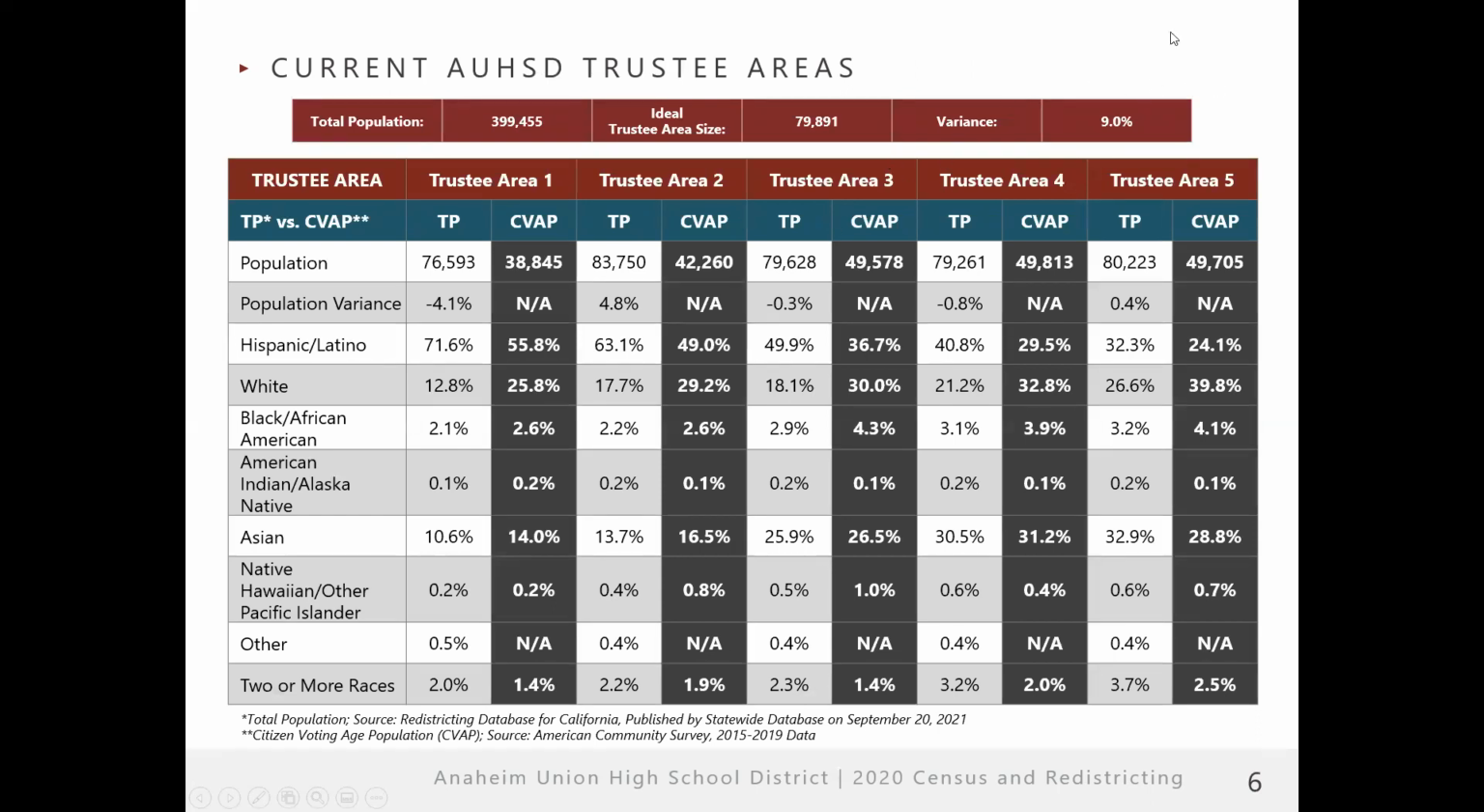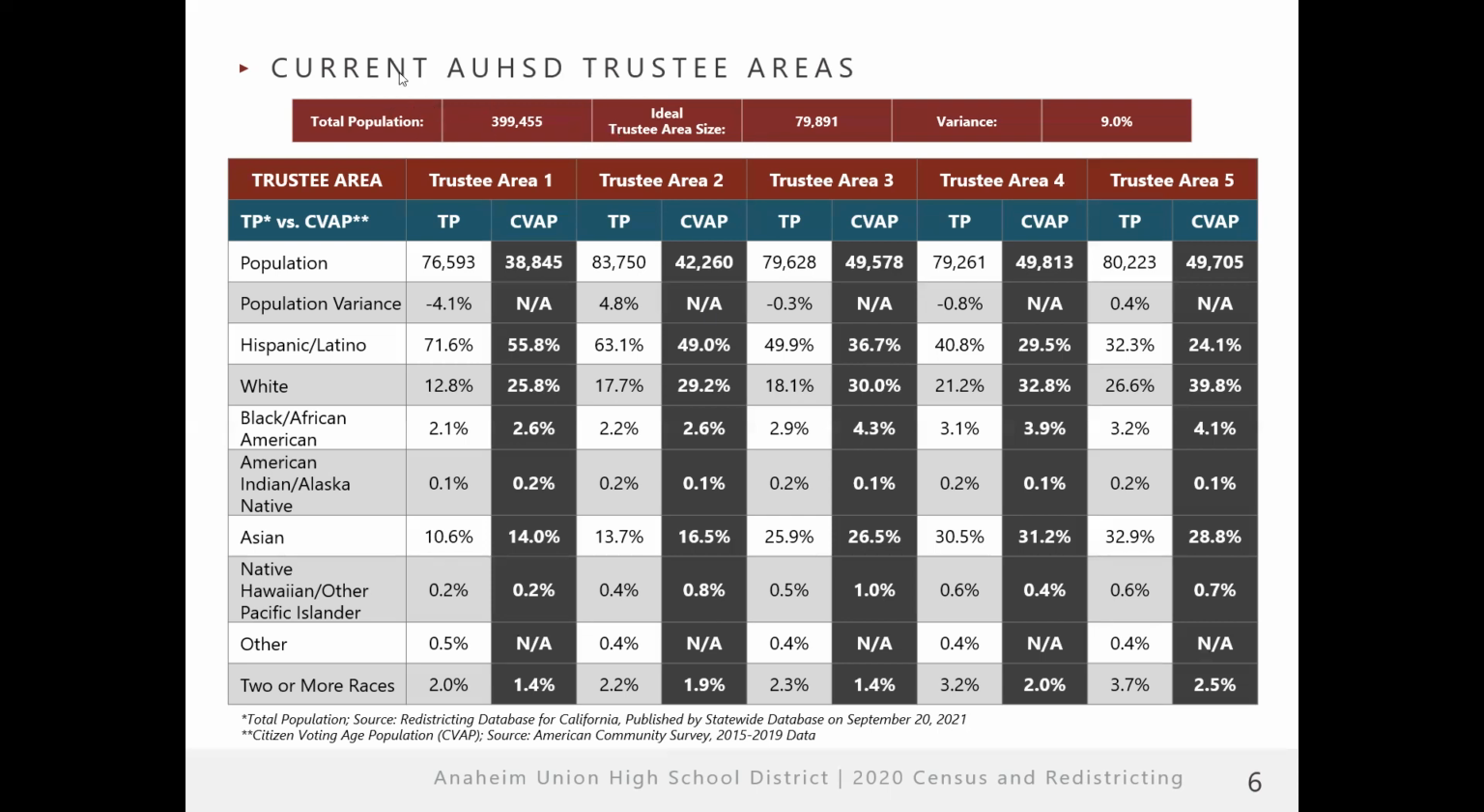On this slide, we've included the demographic analysis for the existing trustee areas. Again, this is based on 2 different data points. You will see that for each of the trustee areas, there are 2 columns, one labeled TP, which represents the total population, and another that is the citizen voting age population, or CVAP. So we have included that for each one of the trustee areas. In the black columns, you will see that citizen voting age population.